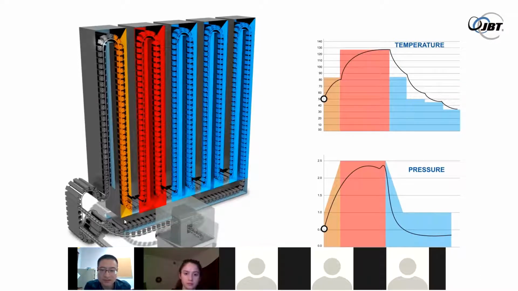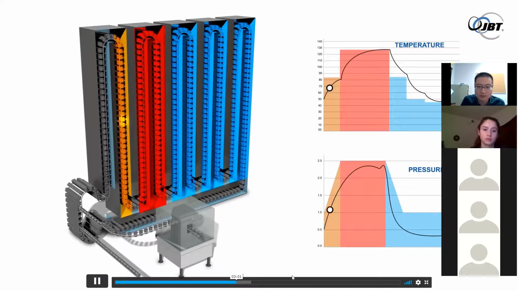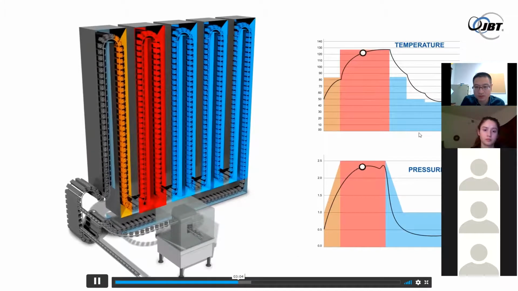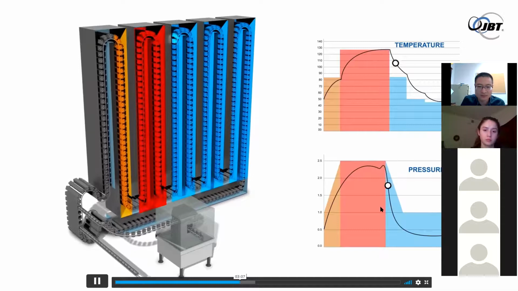The orange part is the come-up period, which is the temperature increasing from the initial temperature to the operation or holding temperature. And the red part is actually the high pressure and high temperature processing. And afterwards, there will be a cooling section. Let me keep it running. So you can see the temperature increase and then decrease.